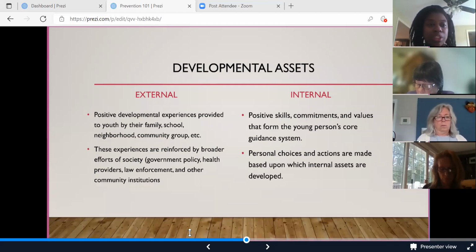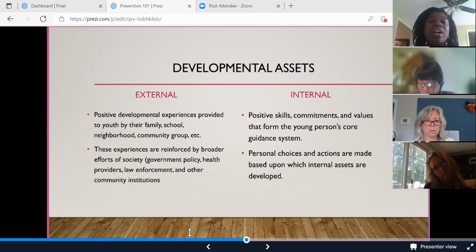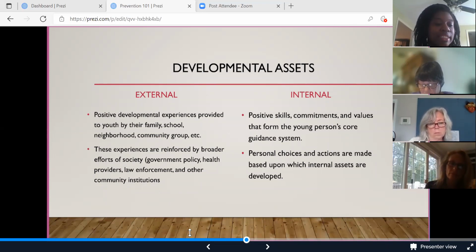As we look through this list, I have a list of the internal and external factors. External factors are those that are developed from beyond the individual's control. They are developed outside of the individual's internal psyche. So things such as their family, their school, their religious faith group, their community group are considered external factors, as well as public policy and laws that govern them as they interact with their community.